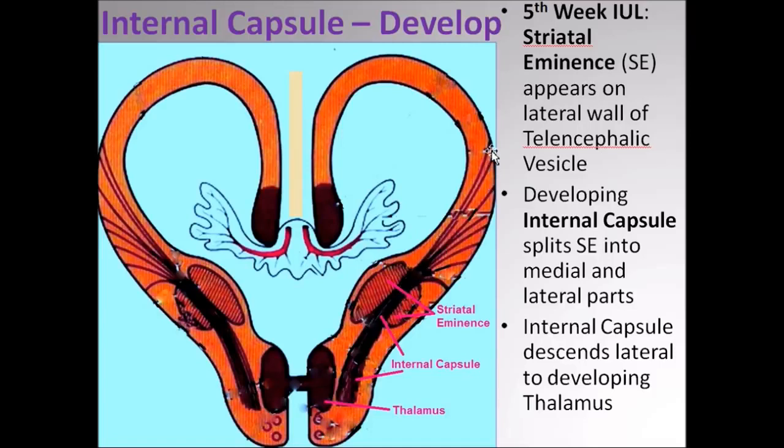When the internal capsule fibers are descending down, developing, they split the striatal eminence into two components, a medial part and a lateral part. So this is the descending internal capsule fibers, and this medial part of the striatal eminence comes to be known as the caudate nucleus, and the lateral part of the striatal eminence comes to be known as the lentiform nucleus, or more specifically the putamen, and the two together is referred to as the striatum. And finally, the descending internal capsule fibers descend down to the subcortical structures lateral to the thalamus. So this is a quick overview of the development of the internal capsule.